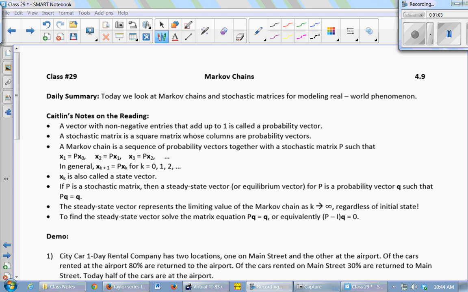All right, so today we're going to look at Markov chains and stochastic matrices used for modeling real-world phenomena. There's a couple of situations in here that you can use stochastic matrices and Markov chains to model, but there's actually tons and tons of places where you can use this.